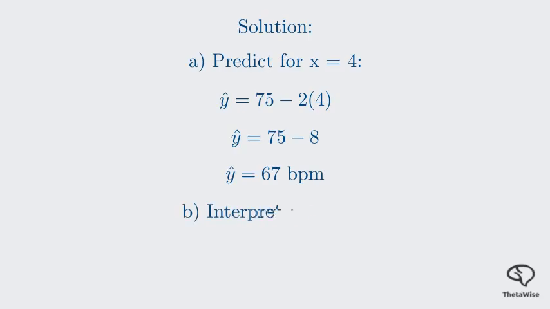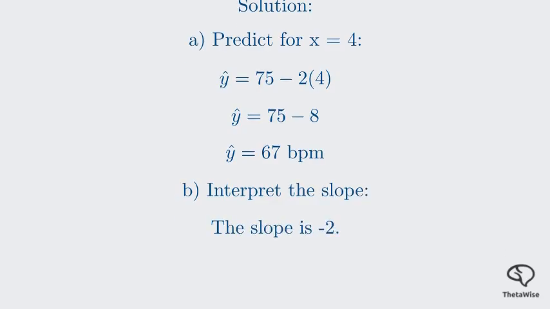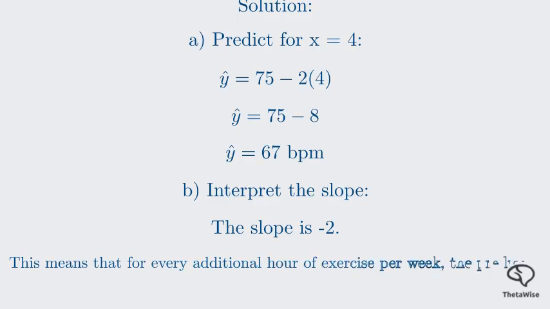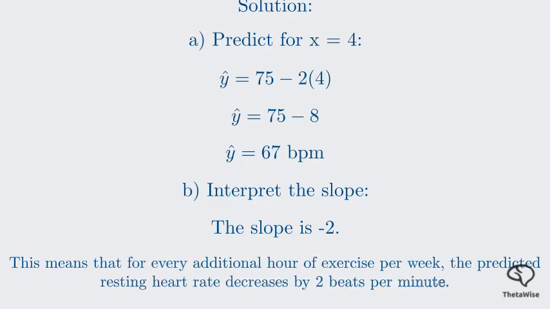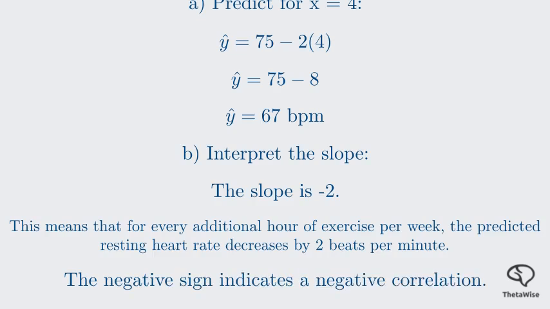For part B, we need to interpret the slope. The slope is the coefficient of x, which is -2. This means that for every additional hour of exercise per week, we predict a decrease of 2 beats per minute in resting heart rate. The negative sign indicates a negative correlation.